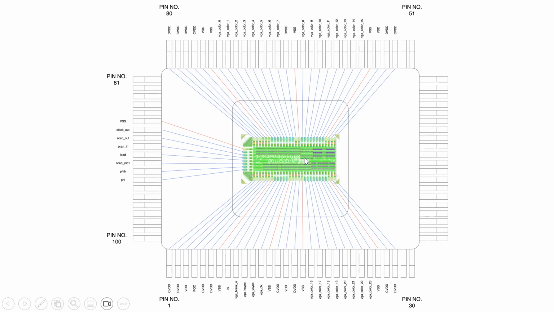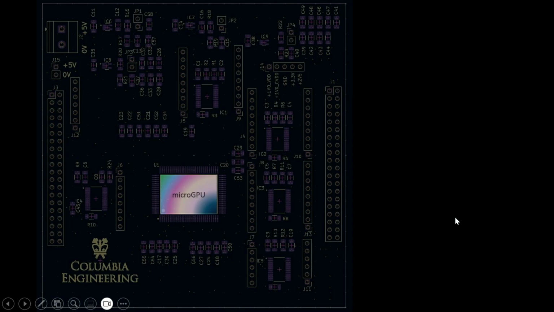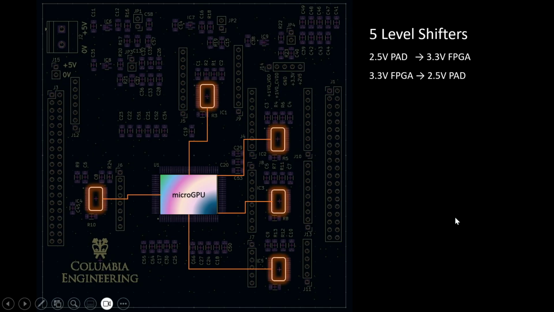Here shows our package. Due to the huge number of paths we have, we chose the larger package, CCQ100. After we got our fabricated chip, we designed the essential circuits on the PCB to test and use our chip. The 5-level shifters are for converting the signal voltage between the FPGA 3.3 volts and the chip pad 2.5 volts.